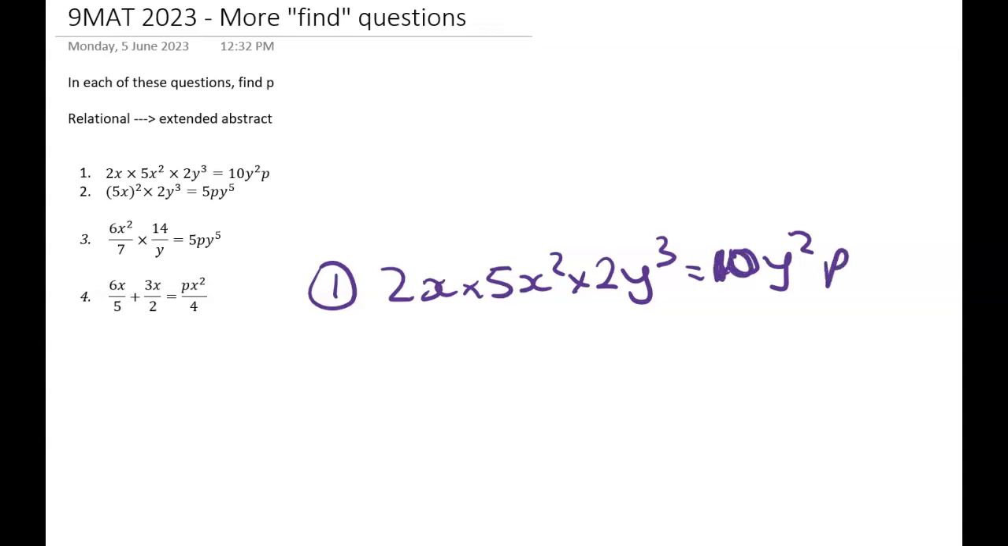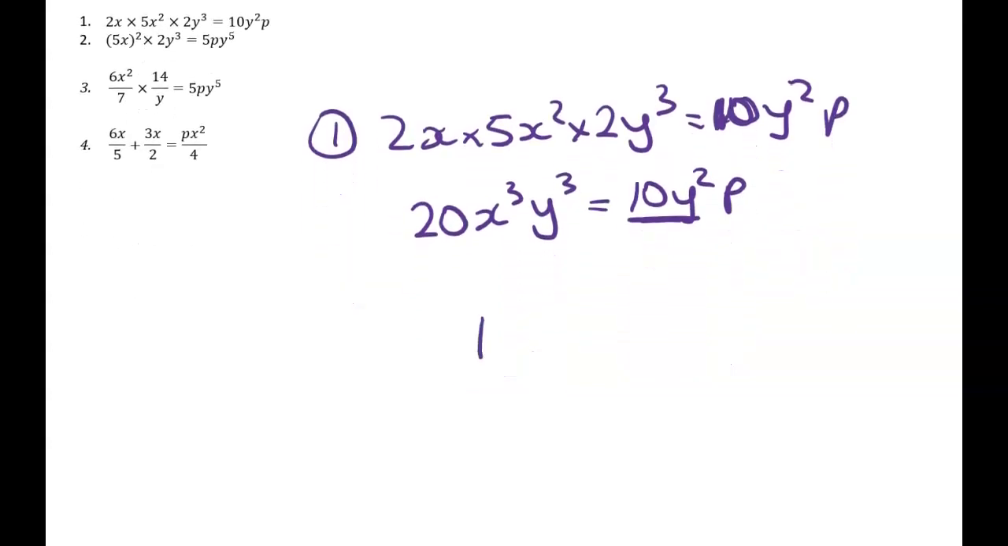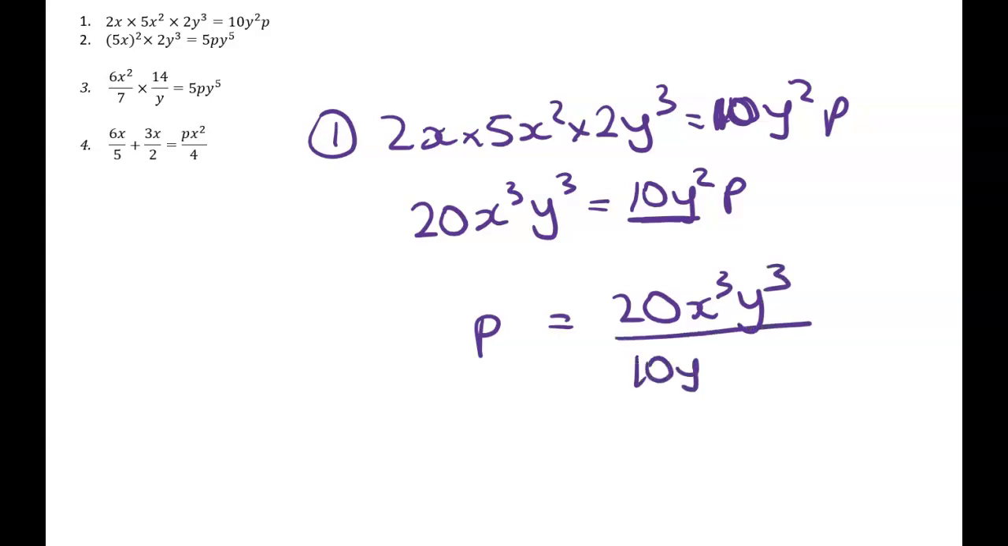y squared p, I'm still going to clean up the left-hand side, and I'd get 20x cubed y cubed is equal to 10y squared p. Now I'm going to do the same thing to both sides, and I'm going to divide both sides by 10y squared. So that gives me straight away p is equal to 20x cubed y cubed divided by 10y squared, which equals 2x cubed y. All right, so it is much, much faster.